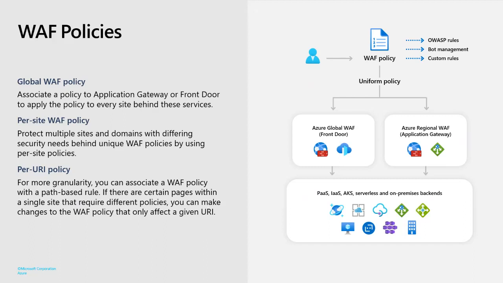But the site3.com/payments URI is where you need to be extra careful. So you apply another policy on that URI and leave all rules enabled and also remove all exclusions. So in this example, you have a global policy that applies to 2 sites. You have a per site policy that applies to 1 site. And then you have a per URI policy that applies to 1 specific path-based rule.